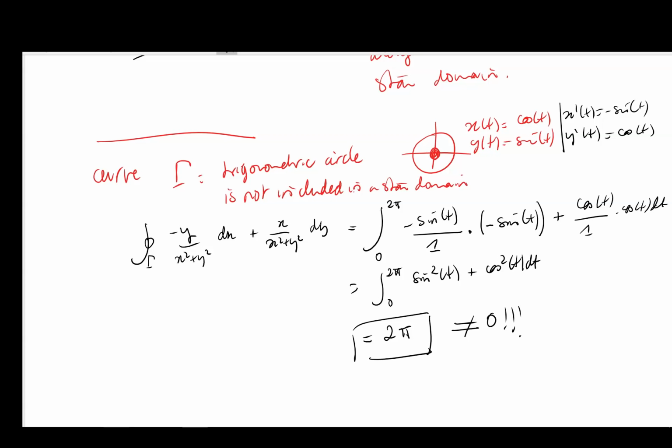So I had something that looked like a conservative vector field, but the curve I was integrating it along was not included in the star domain because it contained one of the forbidden values. There was a hole inside, and we obtained that the circulation was not 0, even though the curve was closed. I understand that's not easy, but we will practice that during tutorial. Okay, so that's it. Thank you very much.